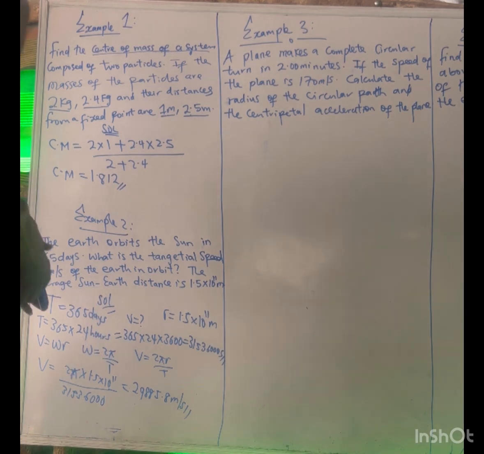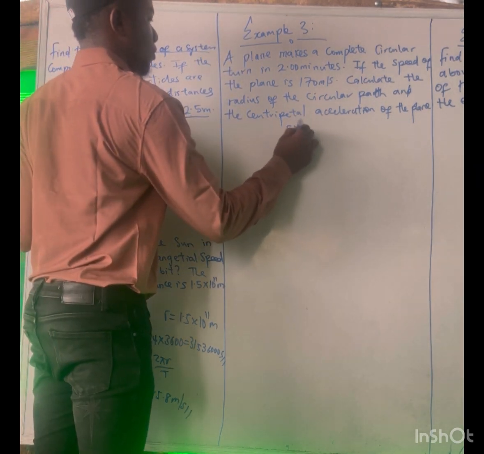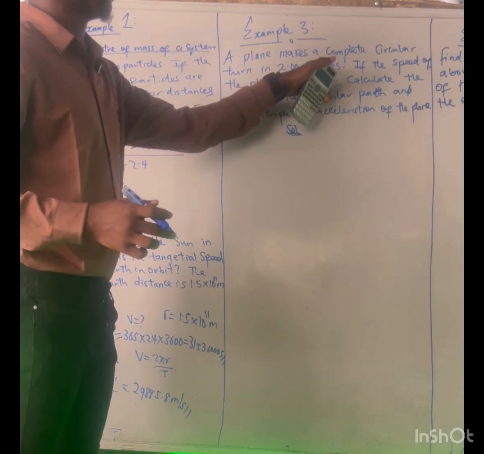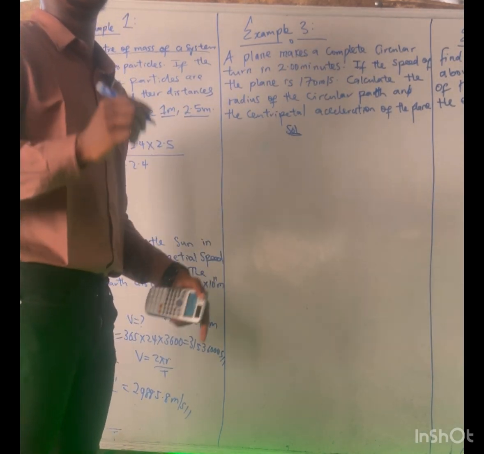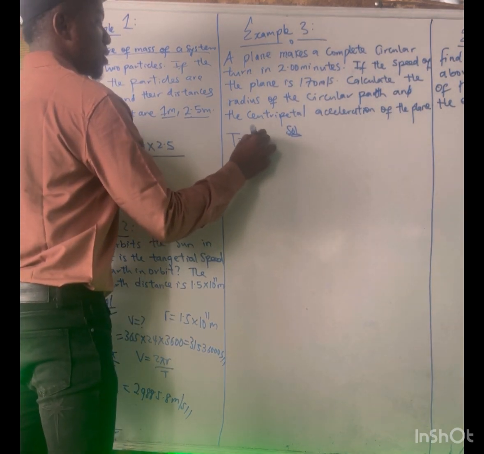We have the next example here, example 3. Solution: A plane makes a complete circular turn in 2 minutes. This complete circular turn in 2 minutes simply means a period. So the period capital T is equal to 2 minutes.